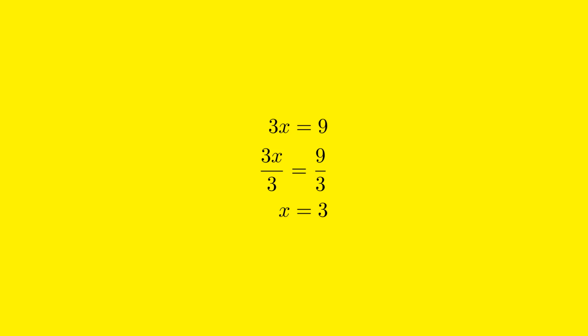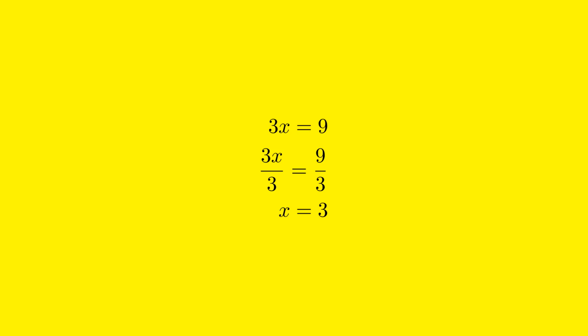On the left side, we have 3 times x. Dividing 3 times x by 3 results in x, because 3 divided by 3 equals 1, and 1 times x is simply x. On the right side, we also divide by 3. Starting with 9 on the right side and dividing by 3, we get 9 divided by 3, which equals 3.